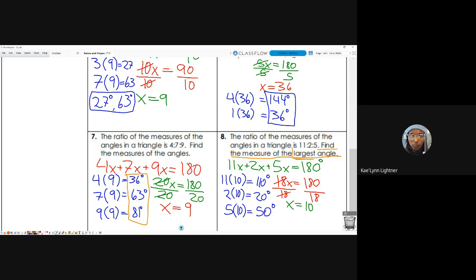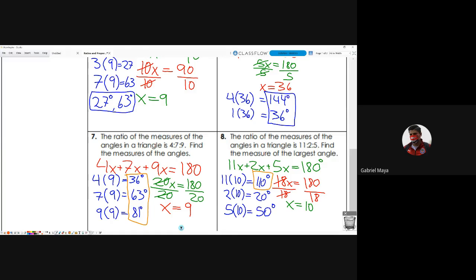That's it. See what I'm doing right here? Yep. So what's the measure of the largest angle? 110. Yes, 110. Yeah. Good job.